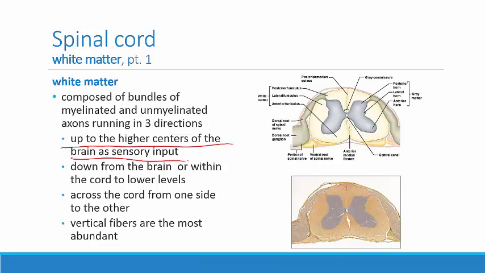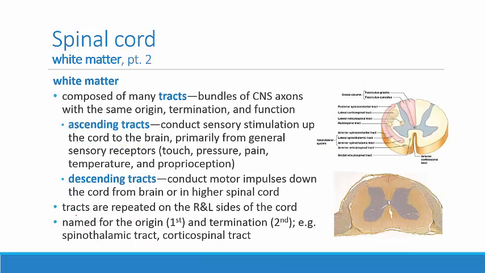And then there are interneurons, axons that are running across the cord from one side to the other. And by far the vertical fibers are the most abundant. So we have fewer white matter communicating across the cord than we do white matter communicating up and down the cord. So the white matter is composed of what are termed tracts.